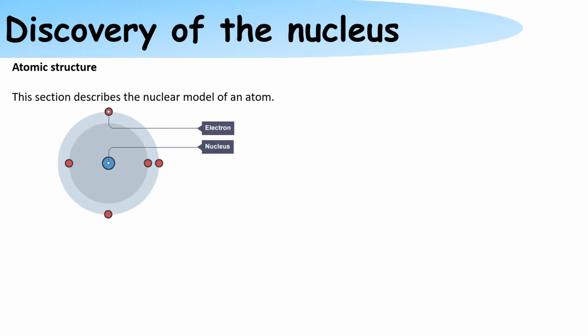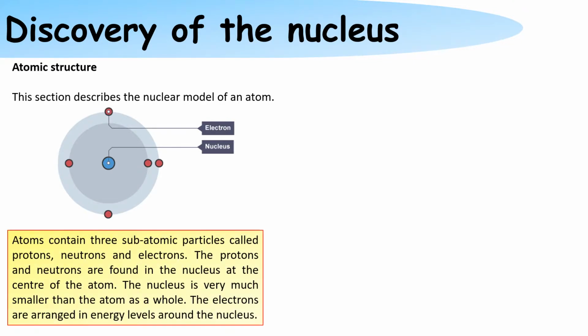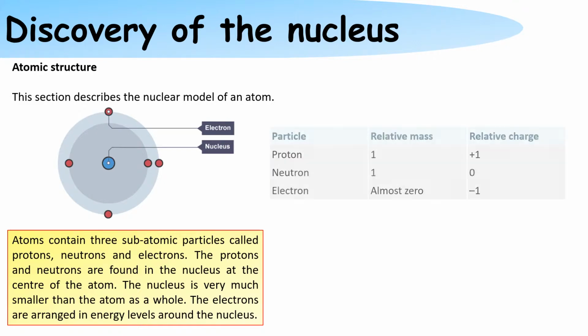We now describe an atom using the atomic model. The atomic model shows that we have a positively charged nucleus surrounded by negatively charged electrons. Atoms contain three subatomic particles called protons, neutrons, and electrons. The protons and neutrons are found in the nucleus at the center of an atom. The nucleus is very much smaller than the atom as a whole. The electrons are arranged in energy levels around the nucleus.